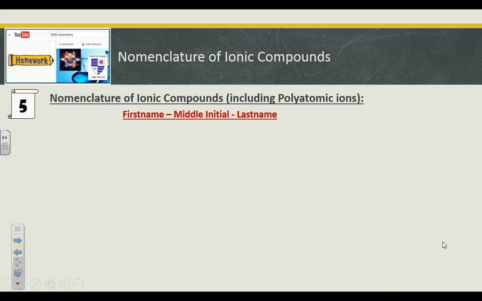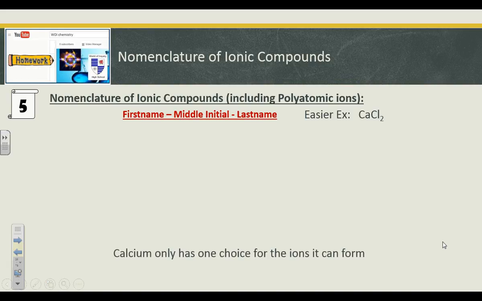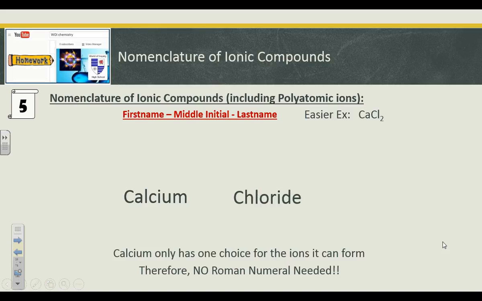Okay, next example. Remember I told you there would be 3 examples. Next one is CaCl2. Now this one's actually just a smidgen bit easier because when I look at the periodic table, and I didn't bring the tile up on the board for this time, calcium only has one choice for its ions. It's only a +2, period. So I don't have to put that Roman numeral. It's not a middle metal. It doesn't need a middle initial. So Ca, I look it up as just calcium. Cl is chlorine, ending in ide is chloride. Done. Calcium chloride. That's simple.